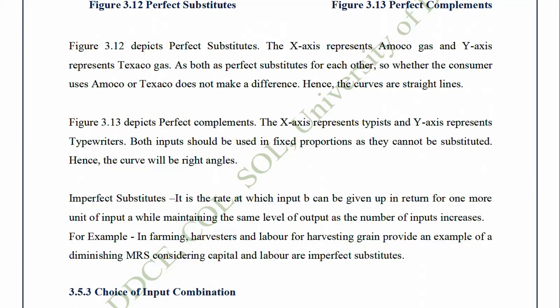Imperfect substitutes. It is the rate at which input B can be given up in return for one more unit of input A while maintaining the same level of output as the number of inputs increases. For example, in farming, harvesters and labor for harvesting grain provide an example of a diminishing marginal rate of substitution, considering capital and labor are imperfect substitutes.